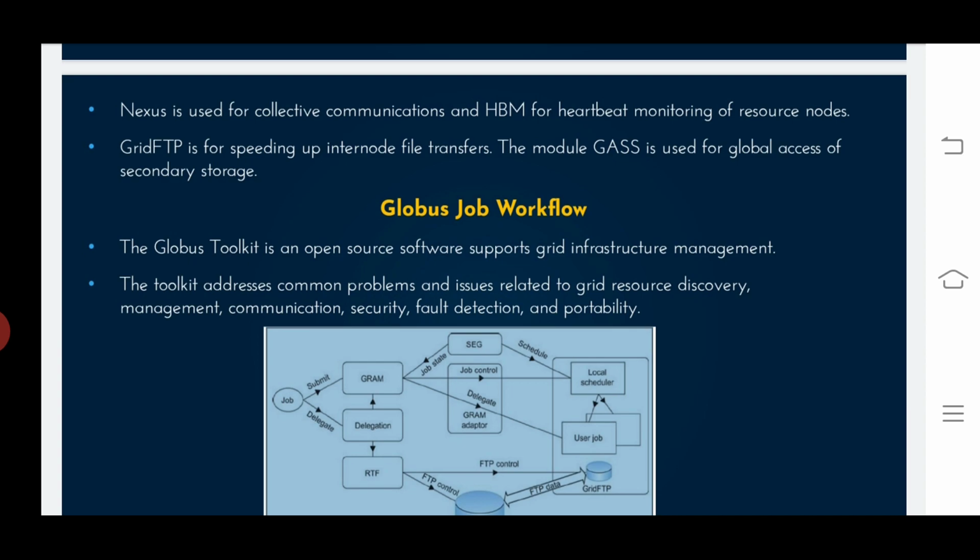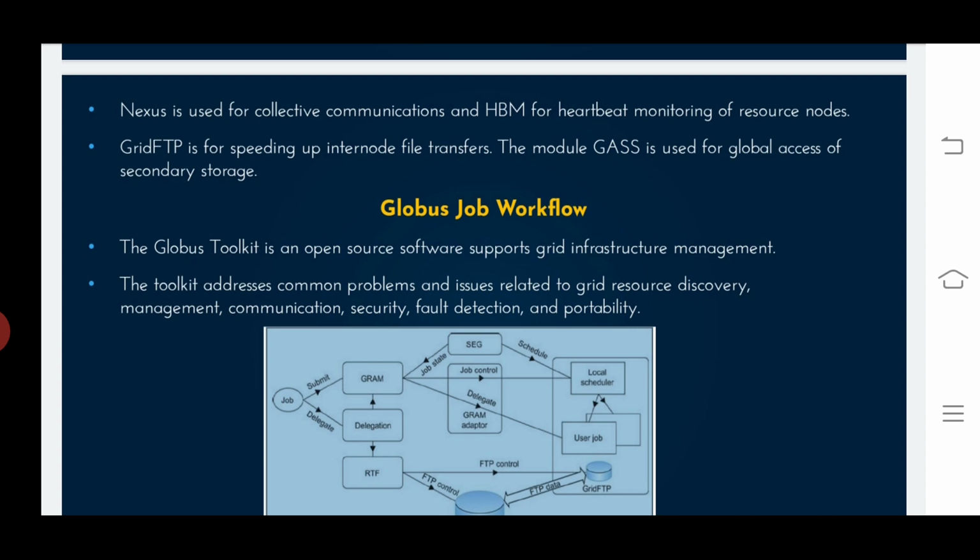Here we can see Nexus, meaning communication, which is unicast and multicast communication. It is used for collective communication. And HBM means health and status. We want monitoring of system components, heartbeat monitoring of resource nodes. Later, finally, we can discuss the grid file transfer protocol. It is for speeding up internode file transfers.